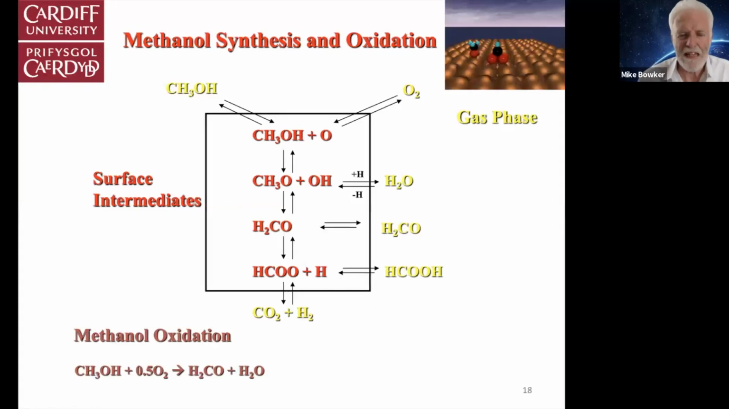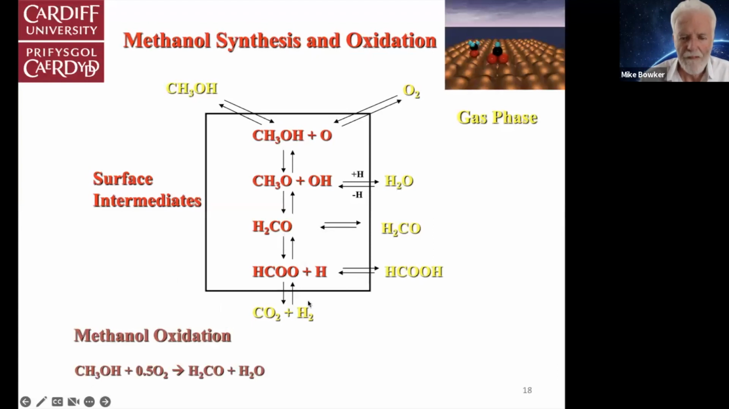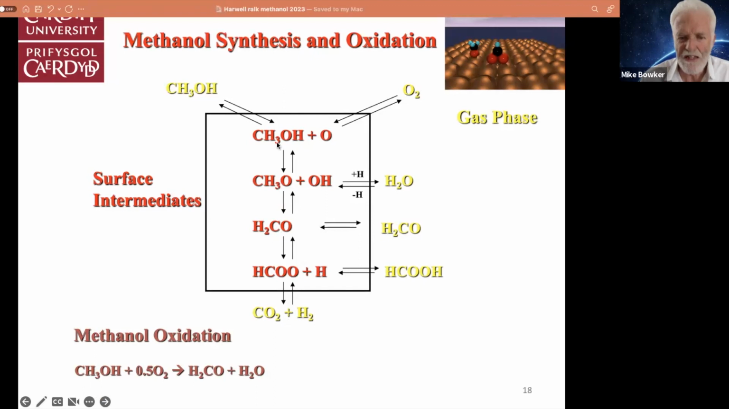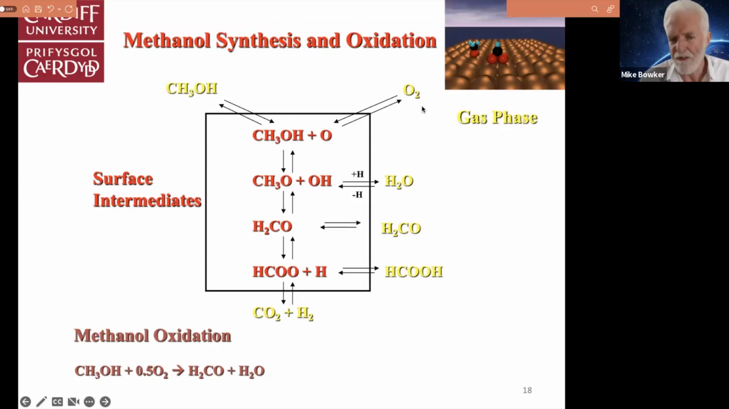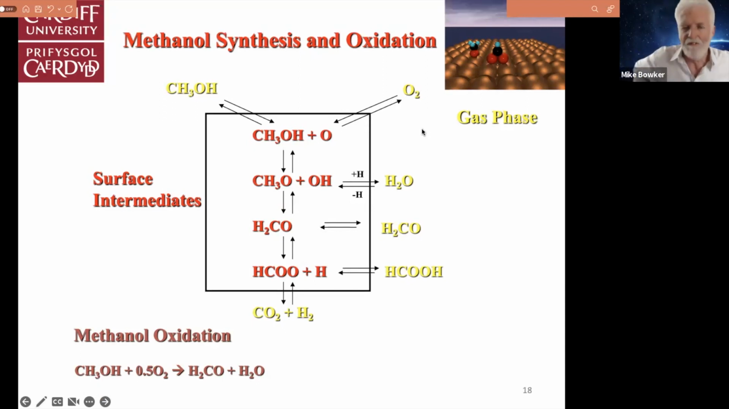So again, here's a scheme for methanol synthesis. If we start at the bottom here with CO2 and hydrogen, that hydrogenates to formate. That goes through to formaldehyde by dropping an oxygen, methoxy, methanol, and finally makes methanol in the gas phase. Oxygen is included here because it very much relates to another large-scale industrial reaction.